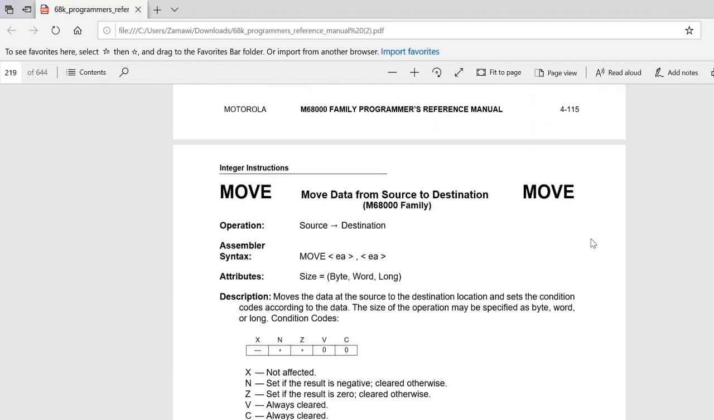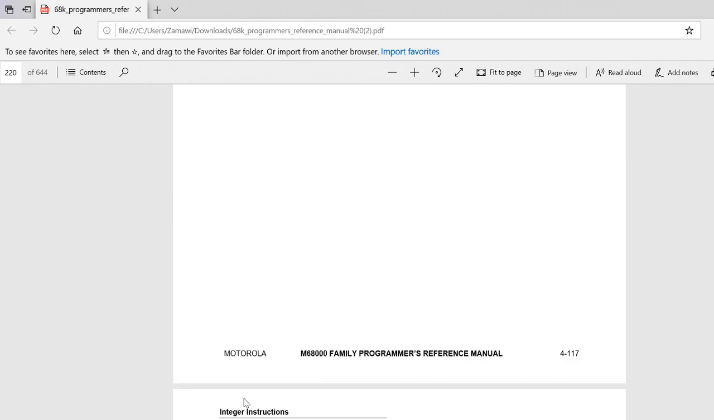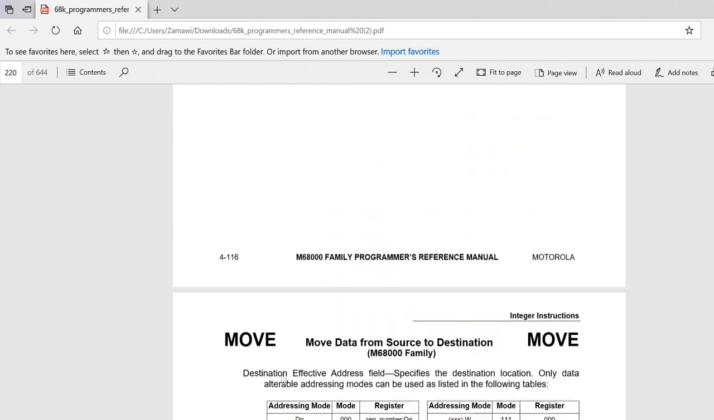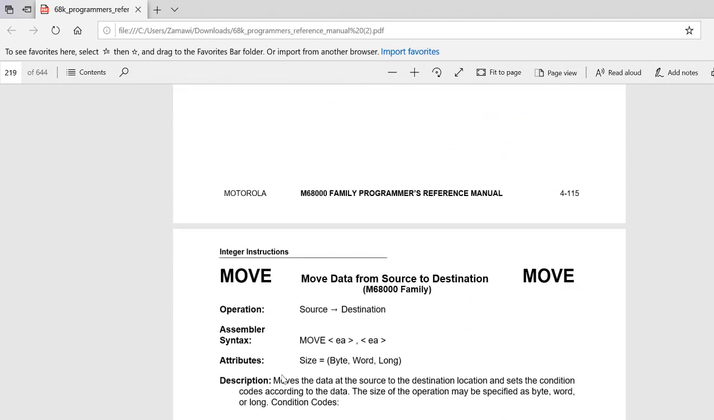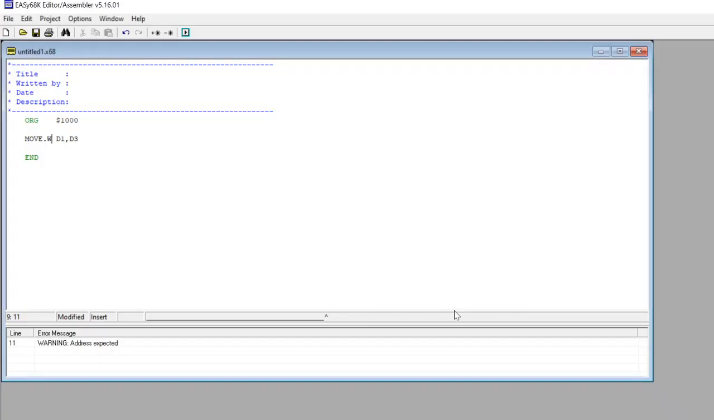Okay, so move starts from 116, 117, and 118. Okay, so this is the one. Right, so what you need to know is you need to read and understand how it is used for the instruction format. For the instruction format here, for example, here is the one, right? So okay. Now look at the command again.